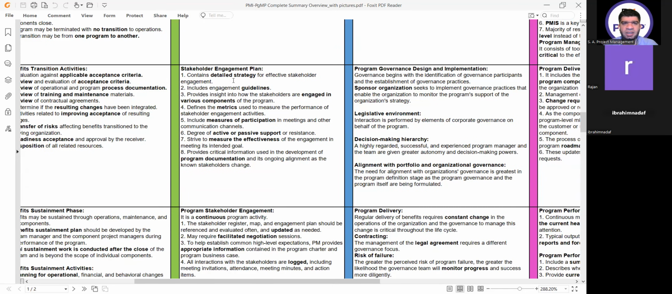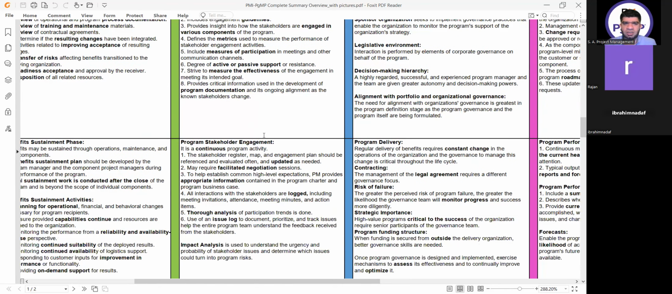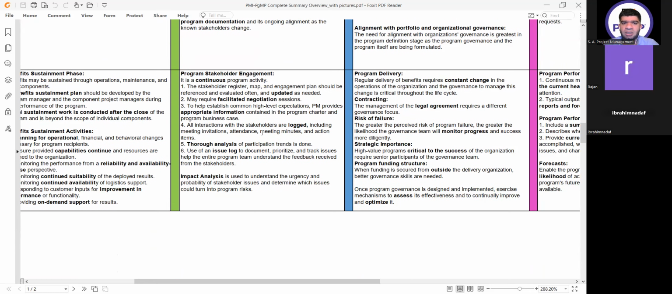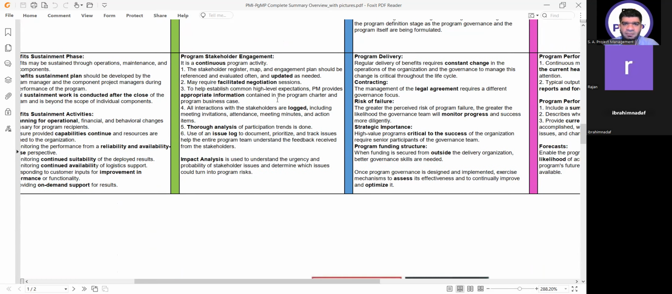The stakeholder engagement plan contains a detailed strategy and guidelines for engaging the various components. It defines the metrics, the measure of participation, active or passive support, measures the effectiveness, and provides the program documentation. So it's very simple. Then we do the actual stakeholder engagement, in which we are actually talking to the stakeholders, keeping them engaged, keeping them updated, and all the interactions are logged so they can be used by multiple people.